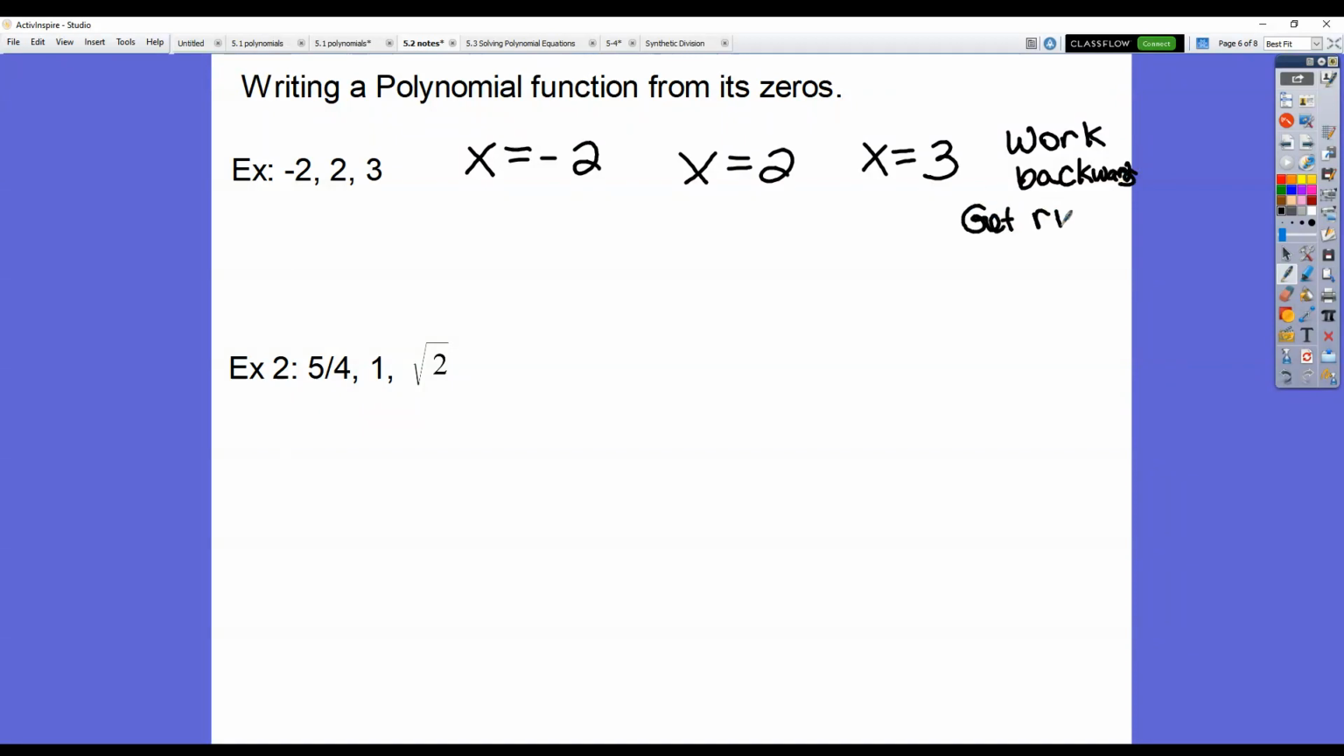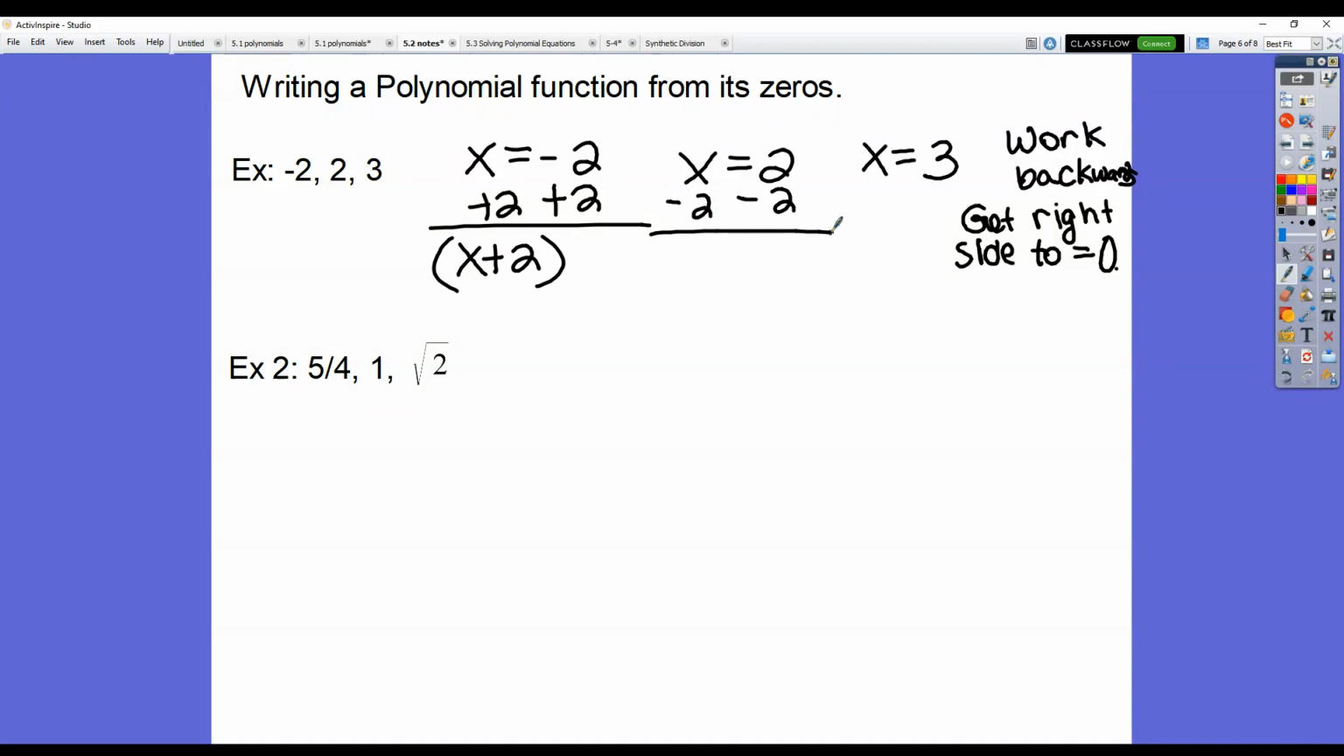Get the right side to equal 0. So how do I get the right side equals 0 here? Plus 2. There's one factor. Here, you're going to subtract 2. Subtract 3.